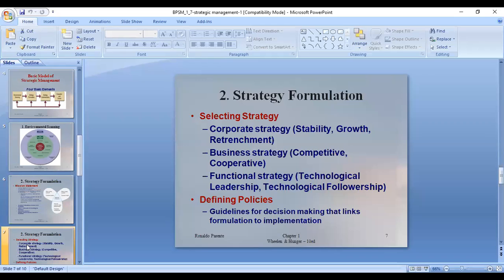Corporate level strategies are required for the growth of the organization. Business strategies are competitive, in order to sustain your competition, price related and product related competition, that we will see. They are also called cooperative strategies. And functional strategy is technological leadership and technological followership, when you are following or when you are leading. And defining the policy guidelines for decision making links formulation to implementation.